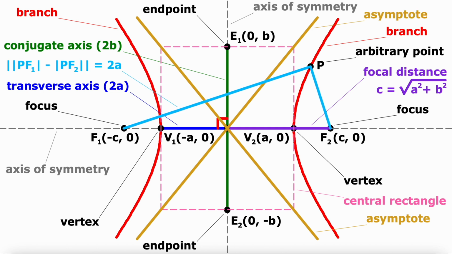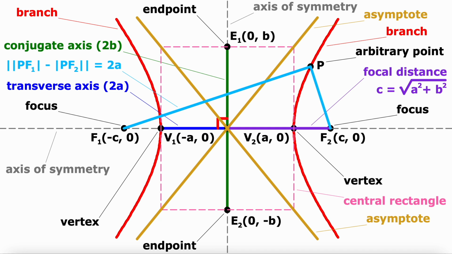The foci of a hyperbola are 2 fixed points in the plane around which the hyperbola is constructed. The closer the foci are to the vertices, the narrower the opening of the 2 branches of the hyperbola. Conversely, the farther the foci are from the vertices, the wider the opening of the 2 branches of the hyperbola and the straighter the 2 branches. Hyperbolas and ellipses have 2 foci, unlike parabolas, which have only 1 focus, and unlike circles, which have no foci.